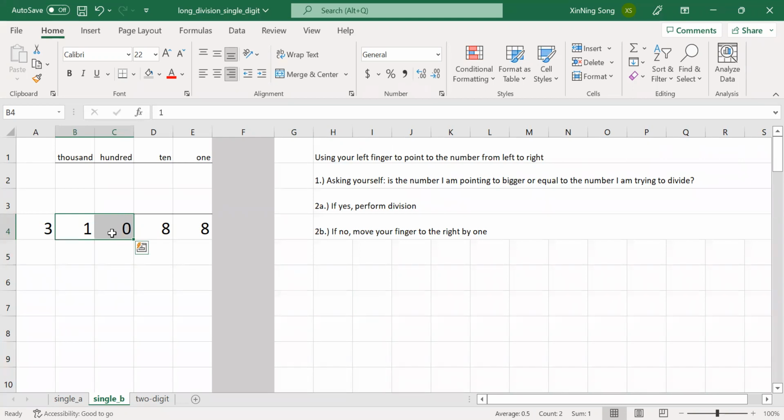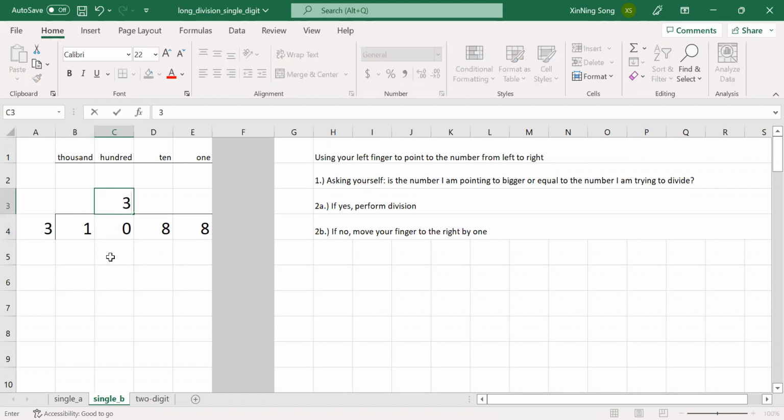Not just 1 times 3 fits into 10 for sure. But then 2 times 3 is 6. Does 6 fit into 10? Yes, it does. 3 times 3 is 9. Does 9 fit into 10? Yes, it does. Okay, what about 4 times 3? That's 12. That's too big. It doesn't fit. So I'm going to put that 3, okay? So 3 times 3 is 9. You write down 9 here.